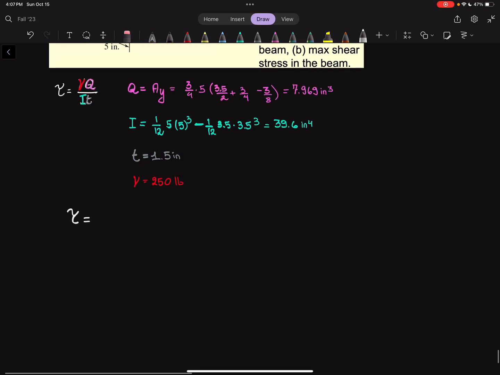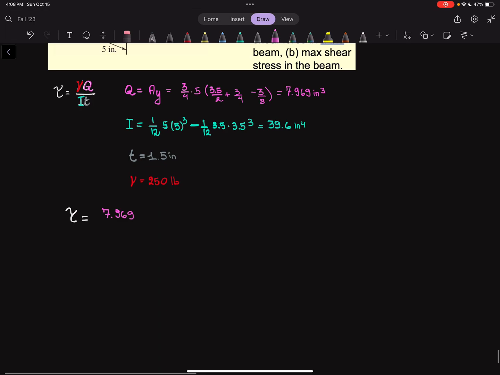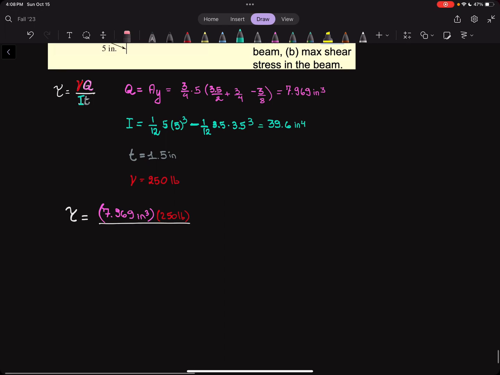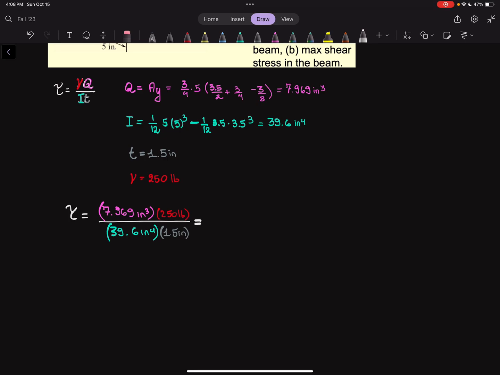So tau is going to be equal to 7.969 inches to the third, and then we're going to multiply everything by 250 pounds. We're going to divide everything by 39.6 inches to the fourth, and then we're going to multiply by 1.5 inches. And what do we have? Well, 7.969 times 250 divided by 39.6 times 1.5 is equal to 33.54. And what are the units? Pounds over inches squared. So PSI.